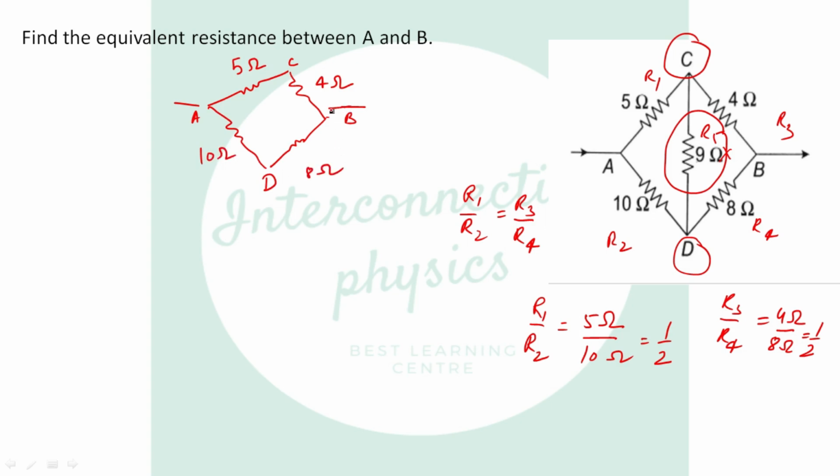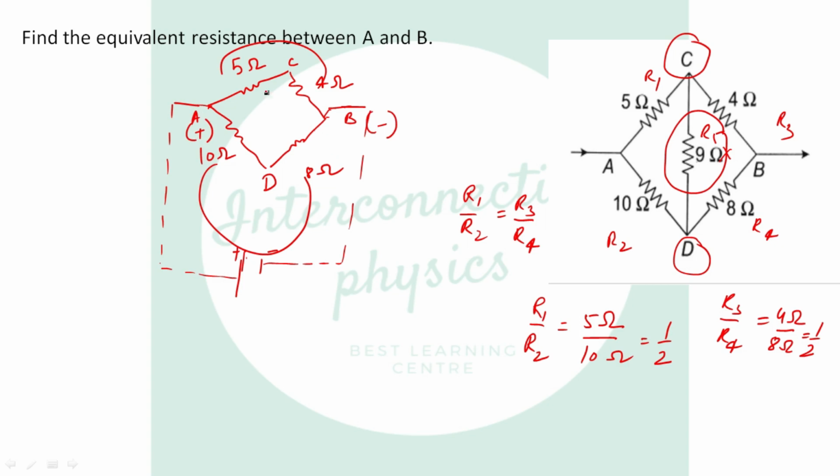Now you see here this 5 ohm and 4 ohm are in series and this 10 ohm and 8 ohm are in series. Why? Because let us say this point A is connected to the positive terminal of a battery and point B is connected to the negative terminal of the battery. Then point A is at positive potential and point B is at negative potential. That means if current I starts flowing from the positive terminal of the battery, then here it will get divided into two parts.